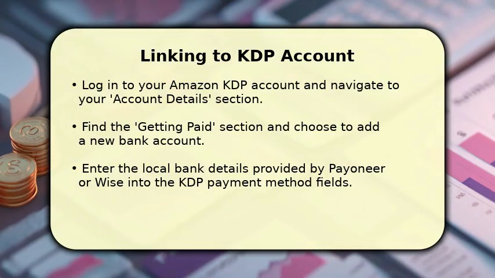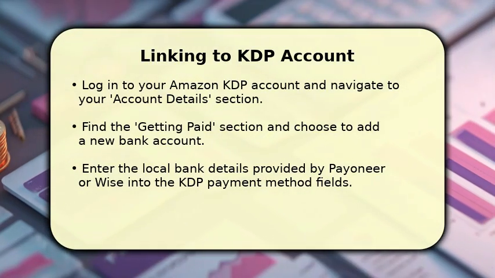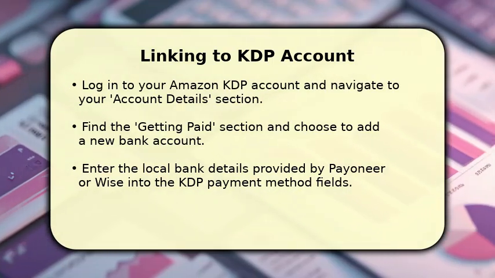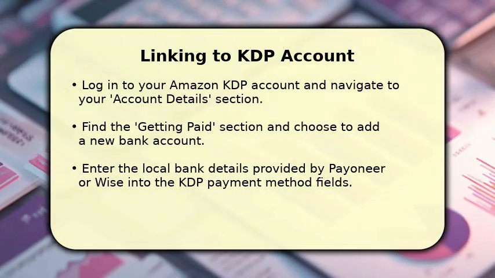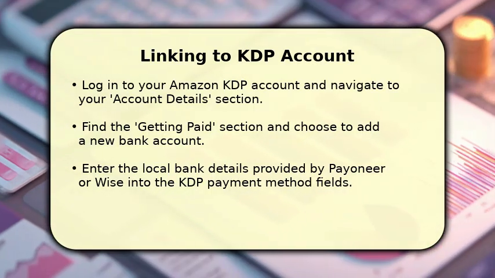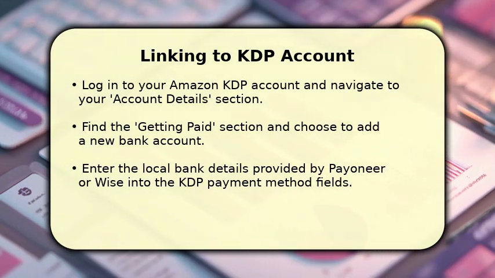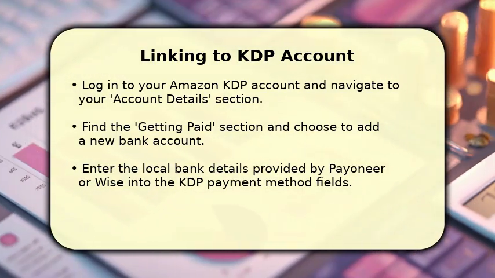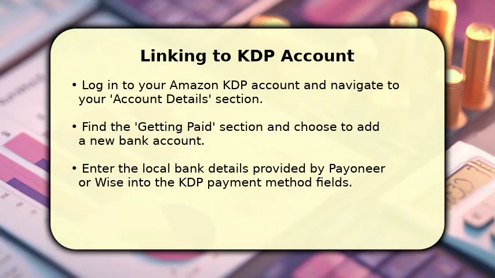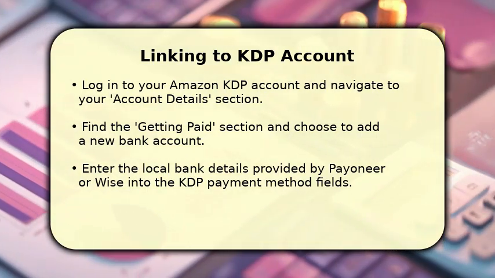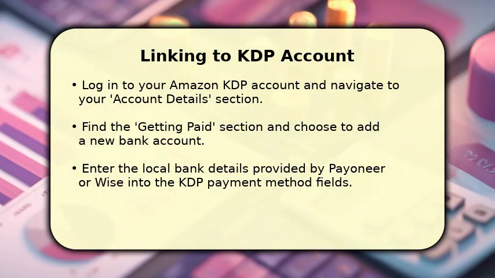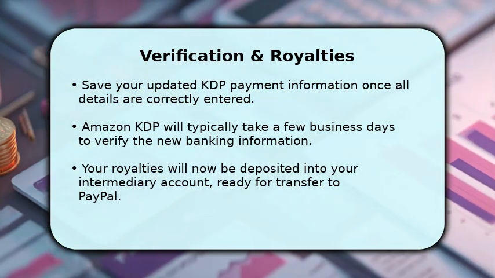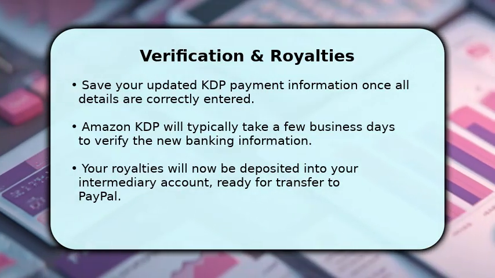Now, log into your Amazon KDP account and find your account details page. Within this section, locate Getting Paid and select the option to add a new bank account. Carefully enter the local bank details you obtained from your intermediary service into the corresponding KDP fields. Double-check all numbers, including the routing and account numbers, to prevent any delays. After entering all details, remember to save your updated KDP payment information.